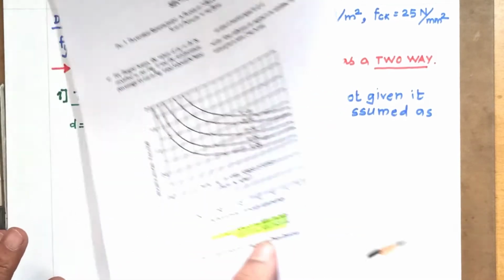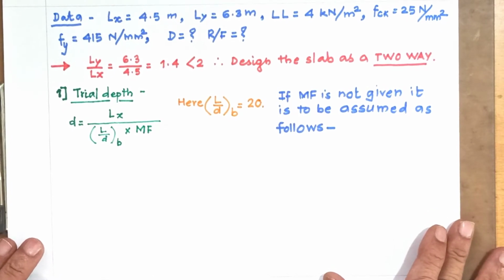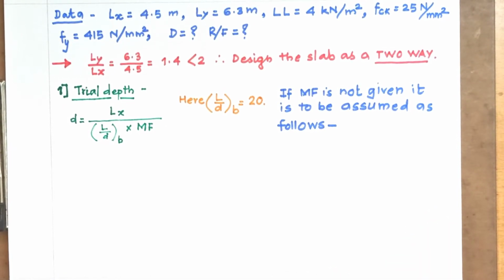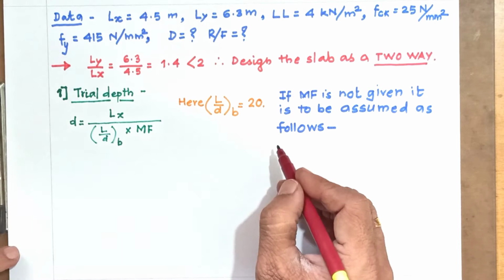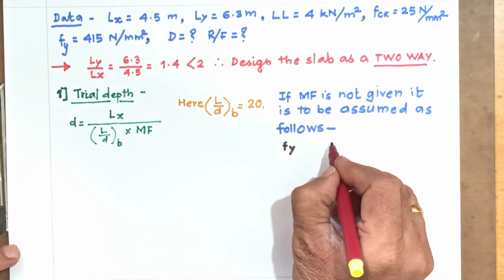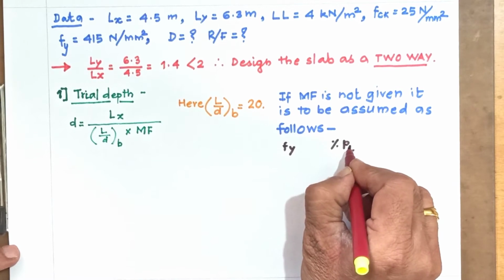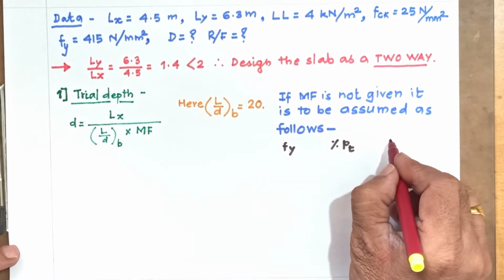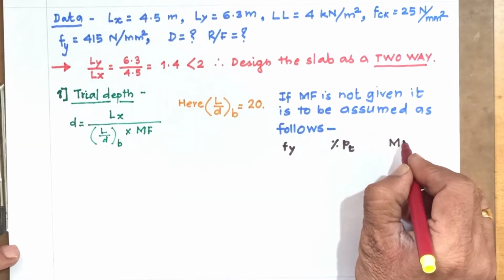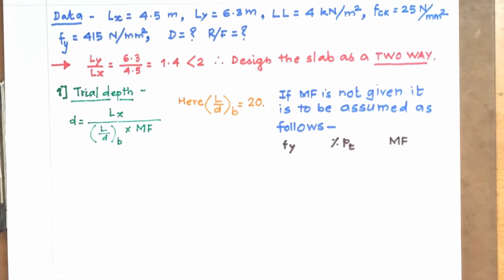So this is what is given as per IS. So it is to be assumed as follows. Now what is as follows? Look here now. Okay? So for different grades of steel, that is fy, and for different percentage of tension reinforcement, I have just shown you the curves on page number 38 of IS, and this is modification factor. Now how is it to be assumed? Look here now.